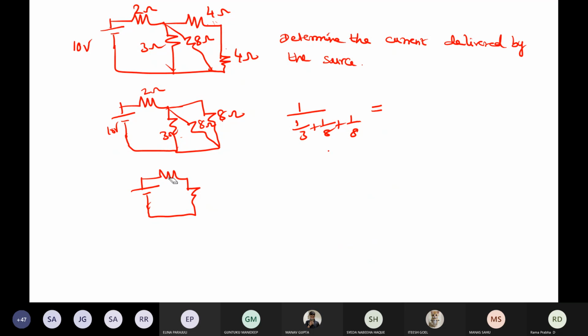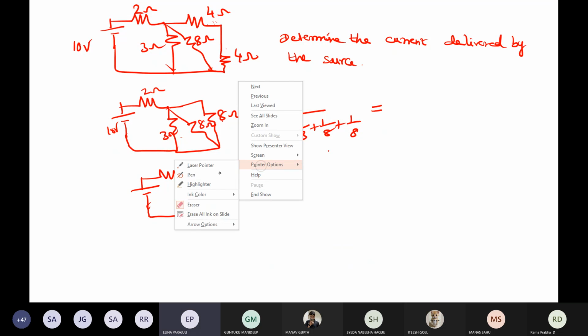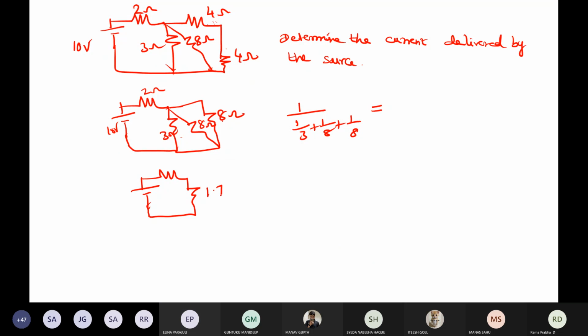Okay, you're saying the total. I'm talking about only this part now. This is 1.71, isn't it? So this is 0.583, not 1.71. Is it okay, all of you? So this is 3.71 total resistance. Total resistance of the circuit is 3.71.